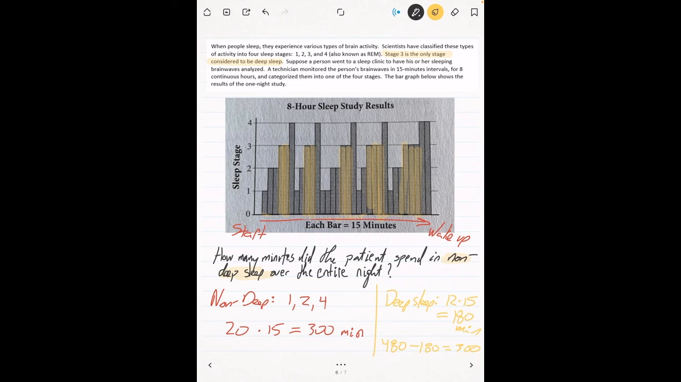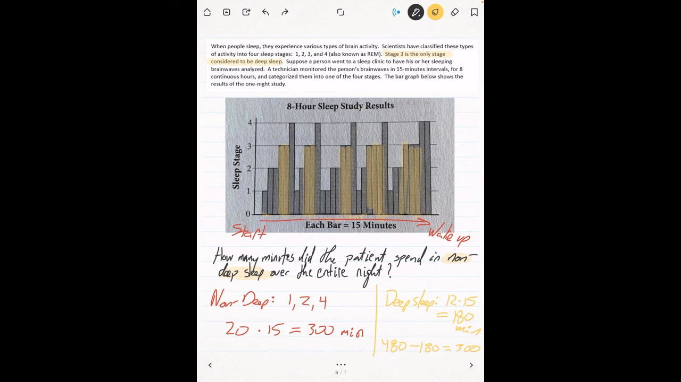Here's another way we could go and solve this problem. Again, both of these ways are valid. It's up to you to decide which technique you like to use. Do you want to use the graph to just go right ahead and compute how many times we're in non-deep sleep? Or do you want to use the graph to say, okay, let me find how many times I was in deep sleep and just subtract that from the total amount?